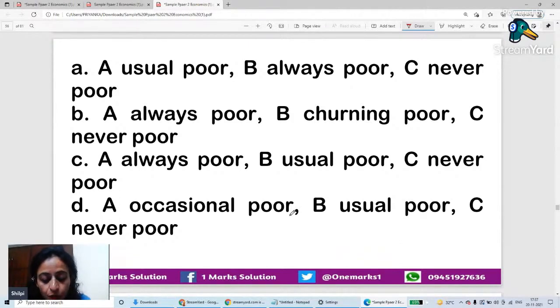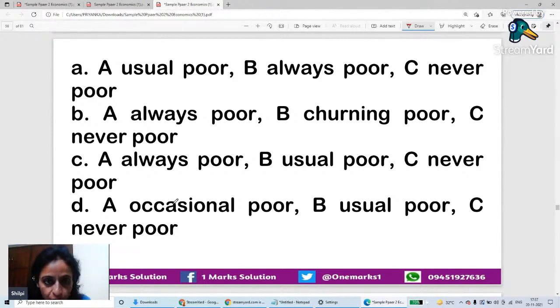Why? Because B is not always poor. They are coming once above the line. Option B says always poor, churning poor, never poor. No, this is also wrong. Option C, always poor, usual poor, and never poor. This is the correct option.